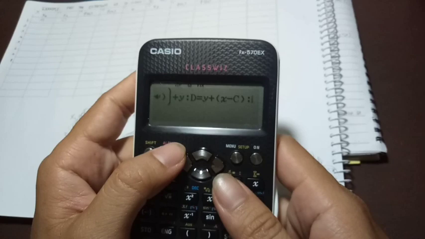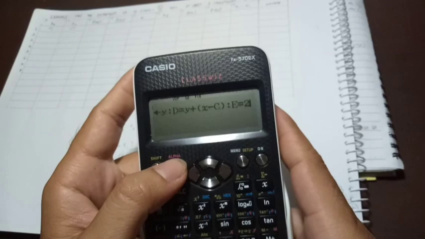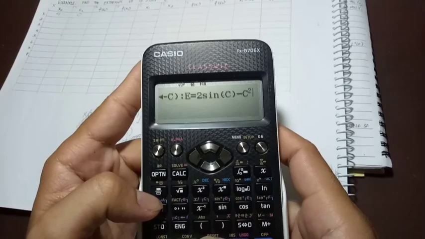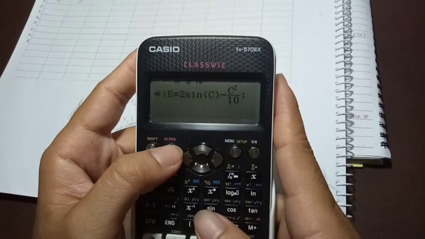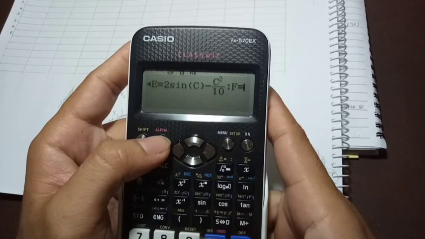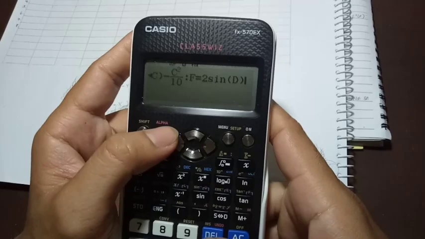For f of x sub 1, alpha e is equal to 2 sine c minus c squared over 10. For f of x sub 2, alpha f is equal to 2 sine d minus d squared over 10.